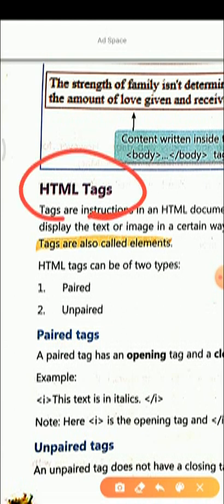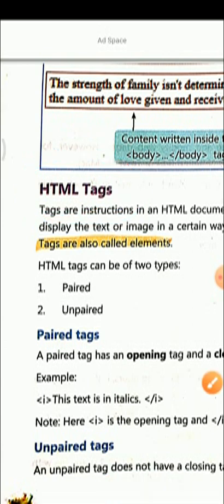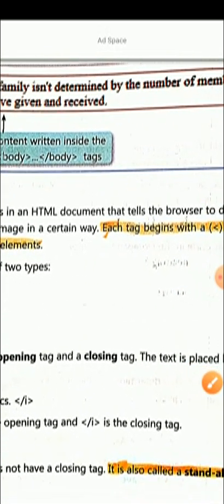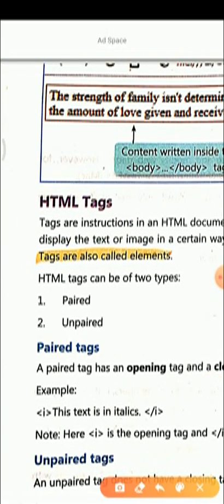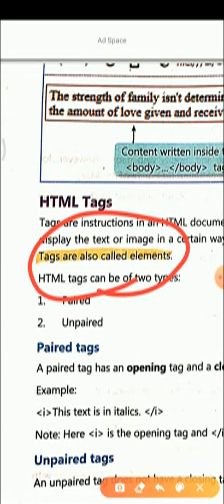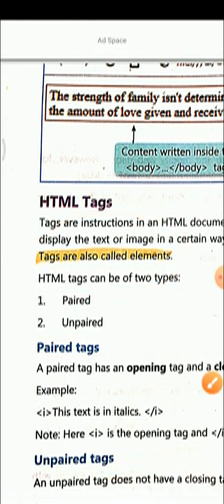Okay, we are at the next point, that is HTML tags. As we have already gone through, in HTML only tags are used. But what are tags for? Tags are used to design the code, to develop the code, to create the code. In short, tags are also called elements, elements of HTML coding.